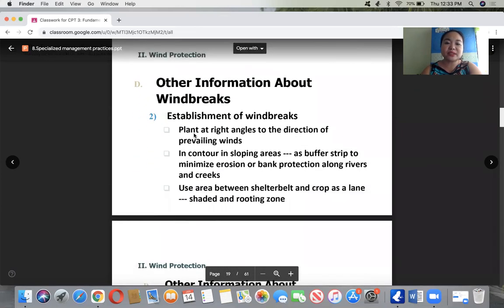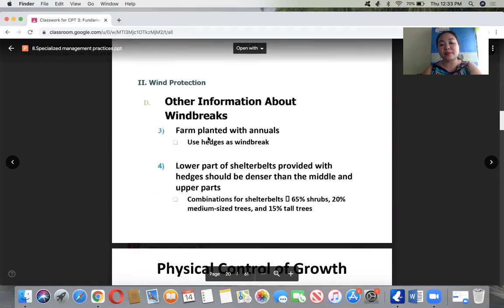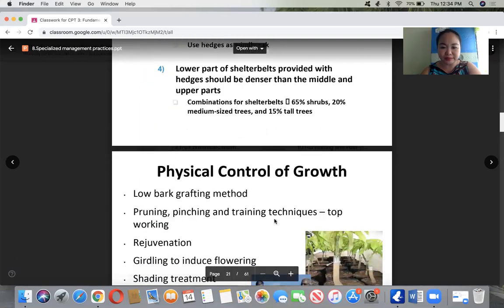So how to establish? You plant at right angles to the direction of the prevailing winds, on the contour in sloping areas as a buffer strip to minimize erosion, or as bank protection along rivers and creeks, or use the area between the shelter belt and crop as a lane shaded on the rooting zone. You can also plant annuals such as hedges as windbreak. And the lower part of shelter belts provided with hedges should be denser than the middle and upper parts, or a combination for shelter belts may be 65% shrub, 20% medium-sized trees, and 15% tall trees.